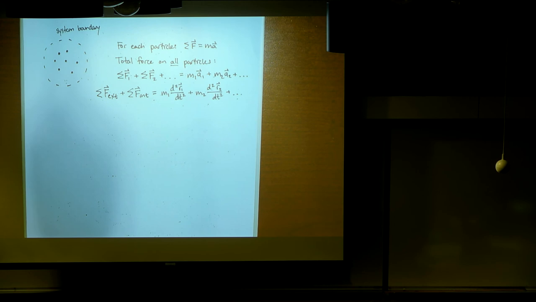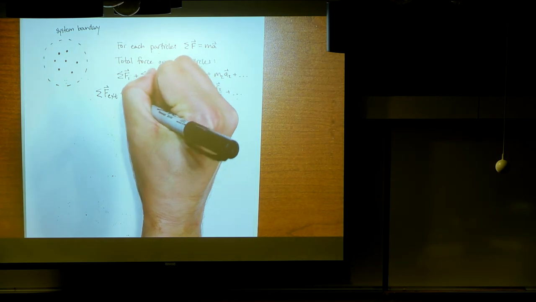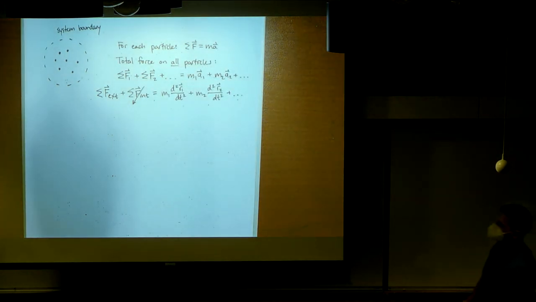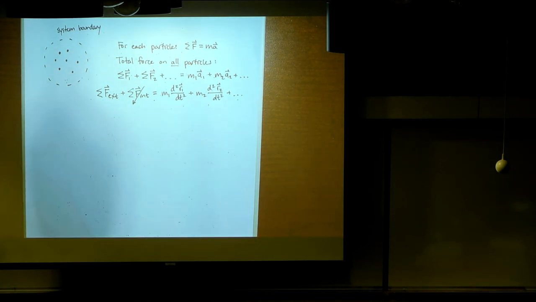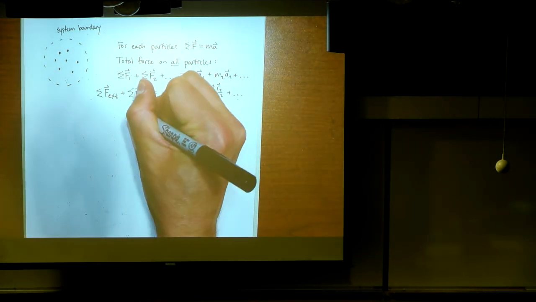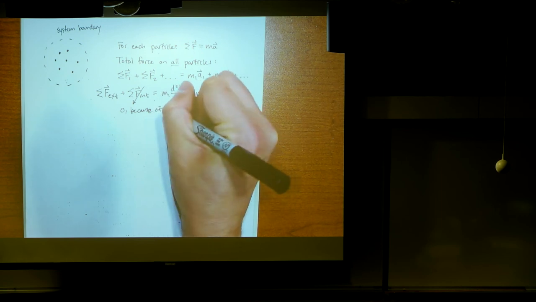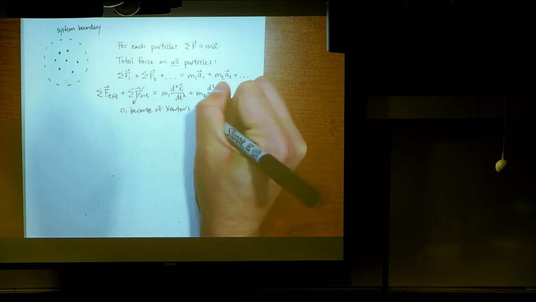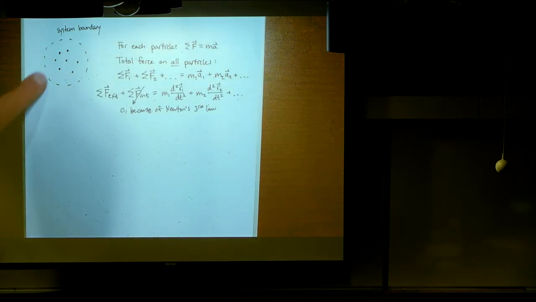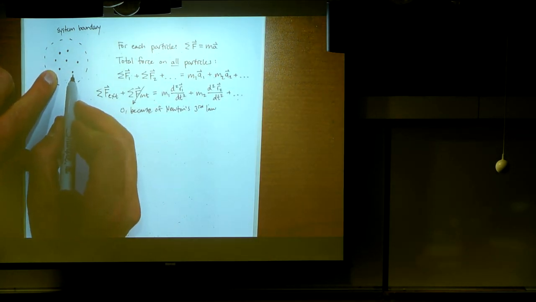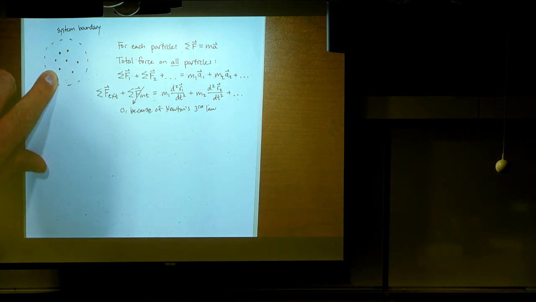Okay, do you guys remember from the last time we were doing something like this? I have external and internal forces. One of these is going to go to zero. Which one? External. Oh, it's not the external. Yeah, so the internal forces have to go to zero. I'm not going to explain this in as much detail as last time because we did this before. But this is basically because of Newton's third law. For every internal force, there's going to be an equal and opposite force exerted by another particle so that the whole sum just cancels out, gives you zero. Okay?